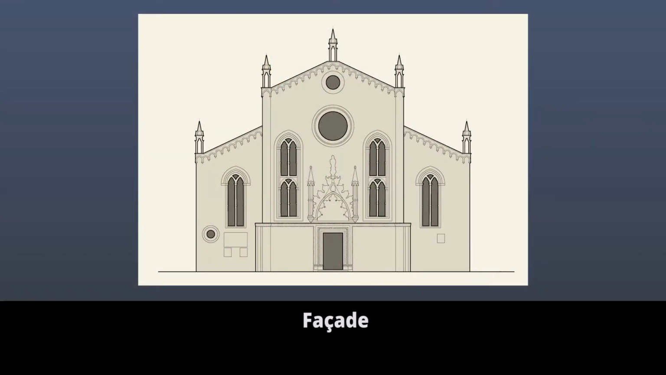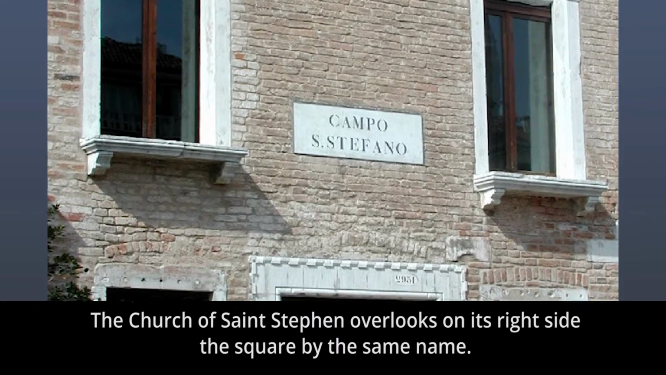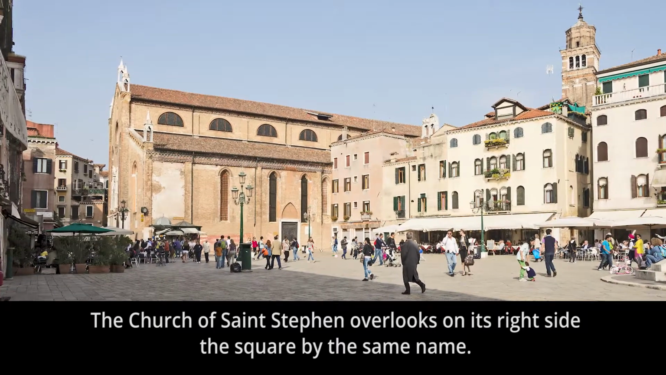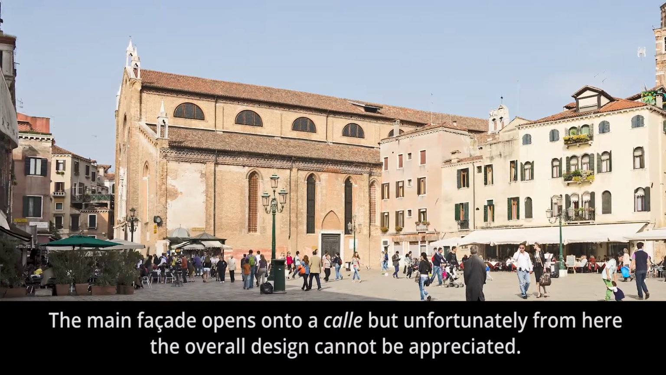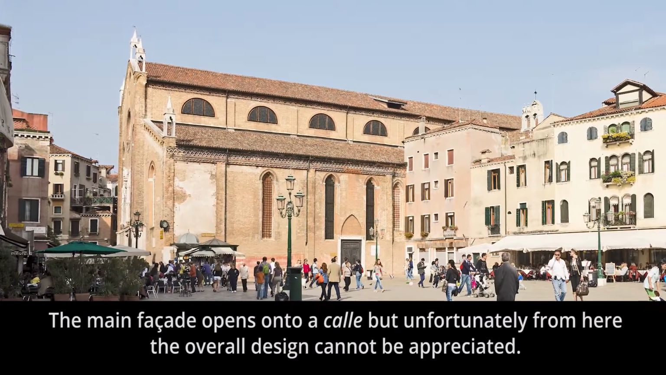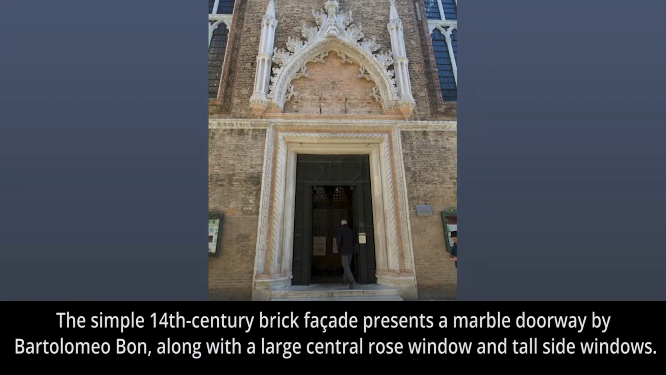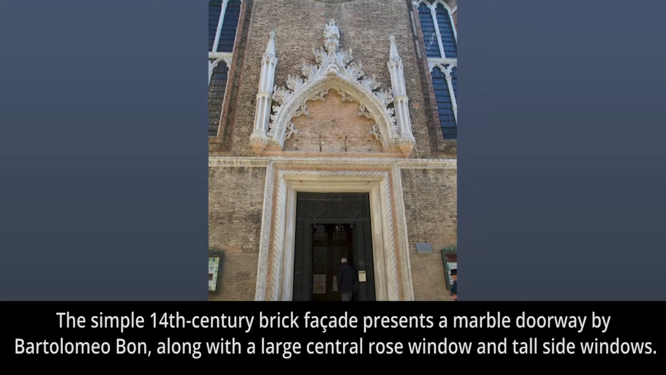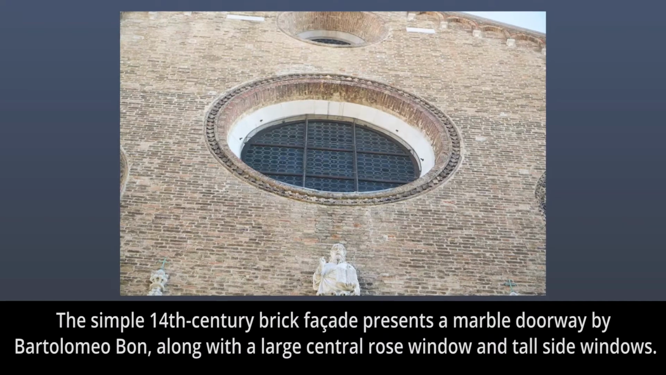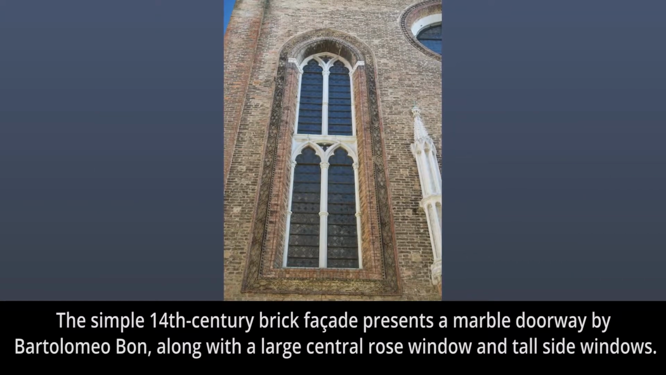Facade. The Church of St. Stephen overlooks on its right side the square by the same name. The main facade opens onto a calle, but unfortunately from here the overall design cannot be appreciated. The simple 14th century brick facade presents a marble doorway by Bartolomeo Bon, along with a large central rose window and tall side windows.